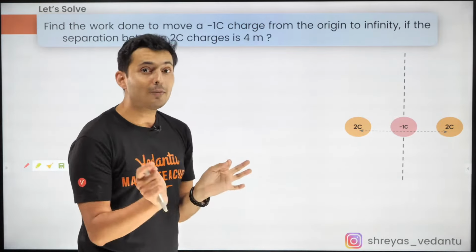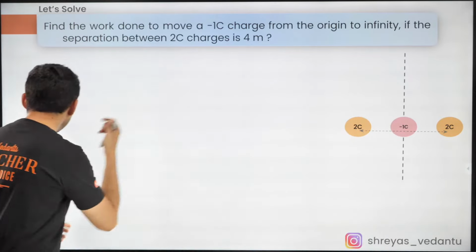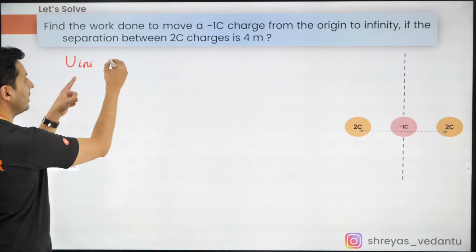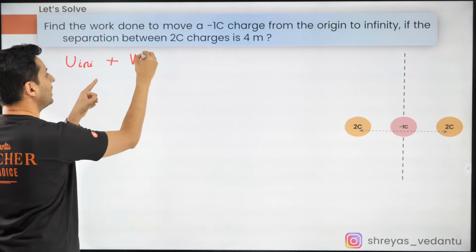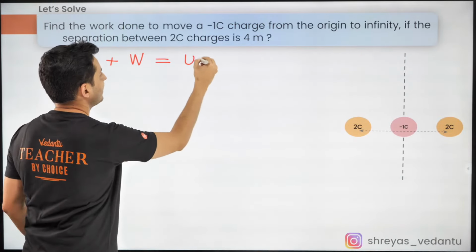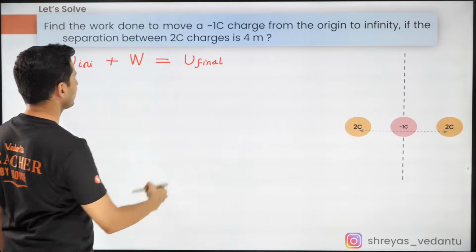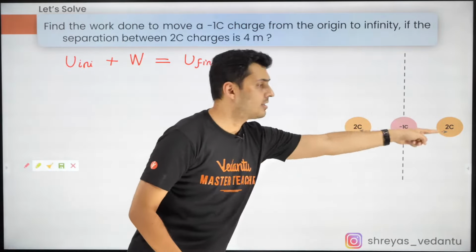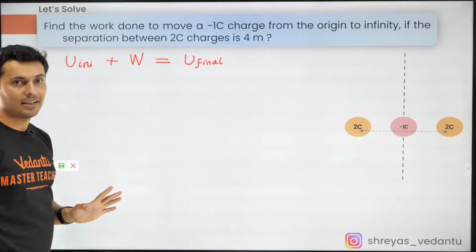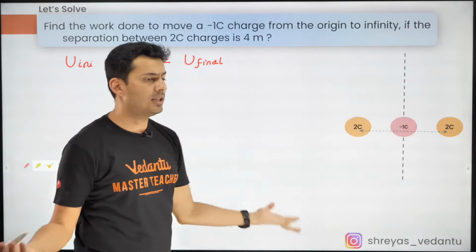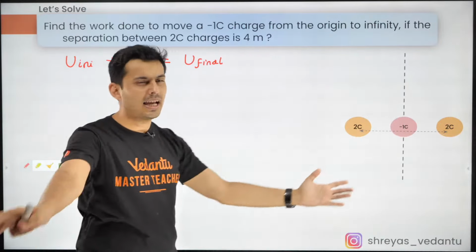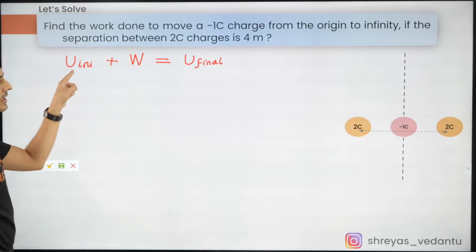It will not like. So you have to do work. That means the system will have some initial energy, plus you do some work, that will go into the final form of the potential energy. It will have some initial potential energy right now, and the work you do will be equal to the final energy. As simple as that. Energy conservation principle: initial energy plus my work done will be the final energy. Now what is the initial energy?